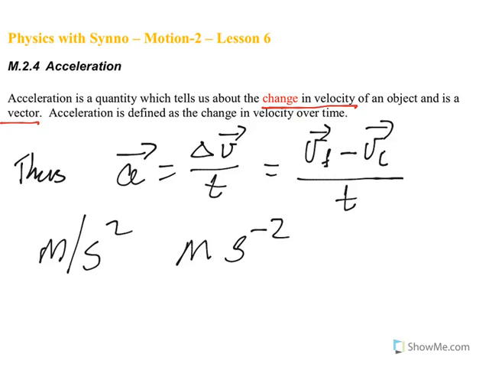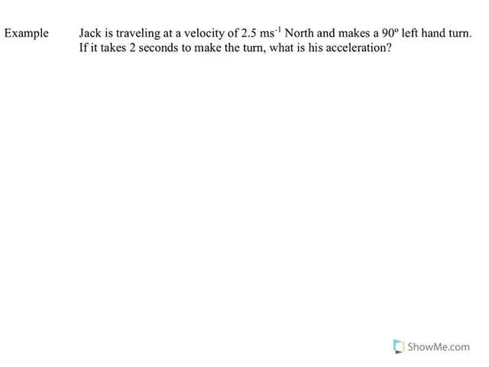Alright, so let's have a look at an example. In this example, Jack is travelling with a velocity of 2.5 metres per second north, and he makes a left-hand turn, a 90-degree left-hand turn. If it takes 2 seconds to make the turn, what is his acceleration?